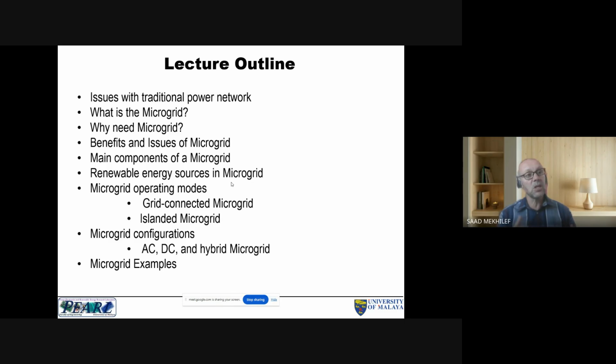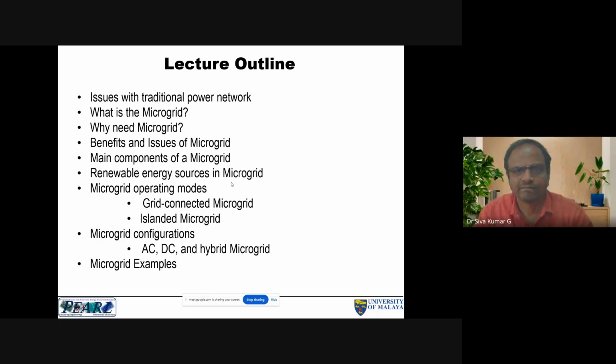Either it is grid connected mode or it is a standalone mode. And then microgrid configurations. So we actually have mainly three types of microgrid configurations. One is a purely AC microgrid, or a DC microgrid, and sometimes we may have a hybrid, or what we call harmonized DC and AC microgrids.